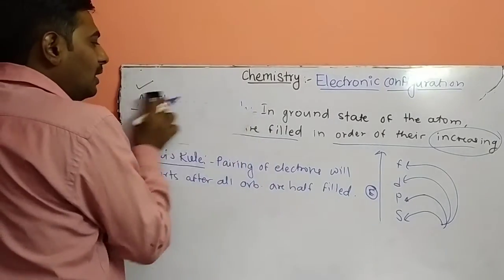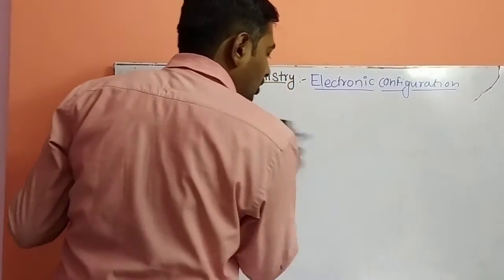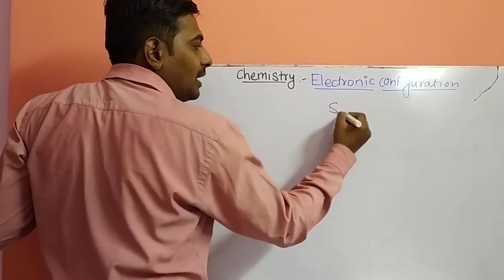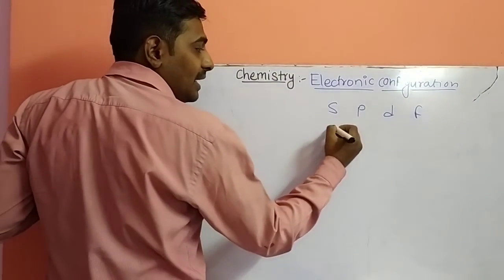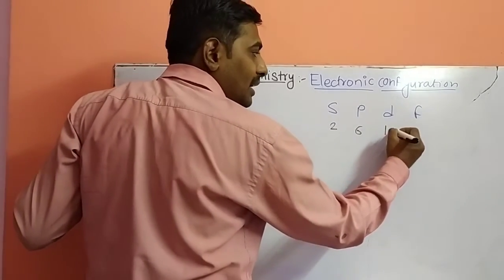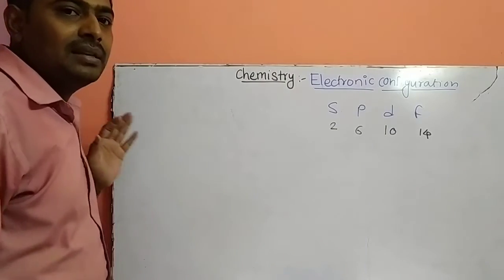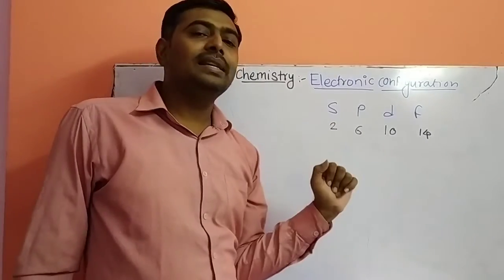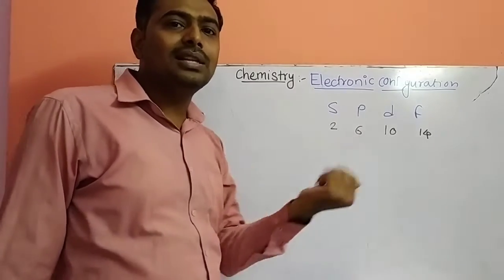First of all, what is the Aufbau rule and how does it work in an electronic configuration? There are 4 orbitals: s, p, d and f, in which the s orbital has a capacity of 2 electrons, the p orbital has a capacity of 6 electrons, the d orbital has a capacity of 10 electrons and the f orbital has a capacity of 14 electrons. As the electron capacity increases, the energy also increases.